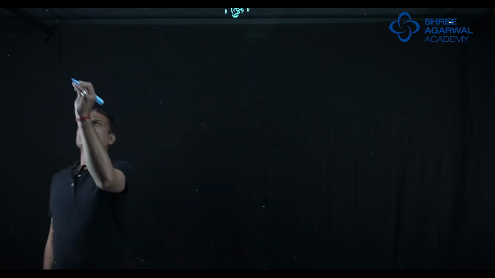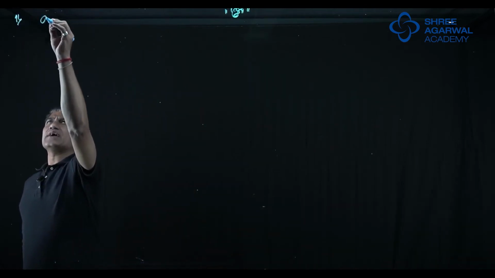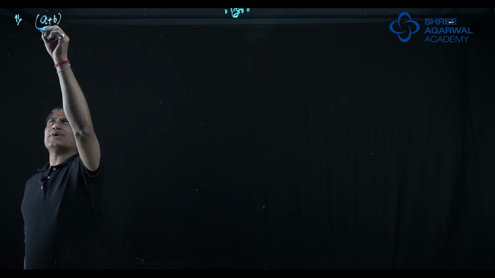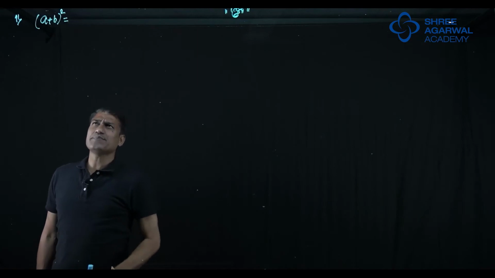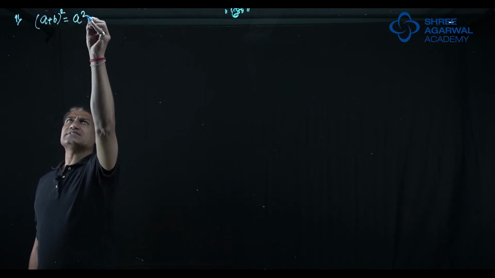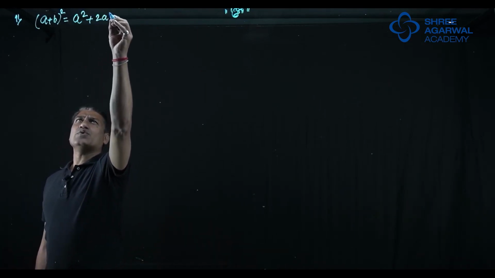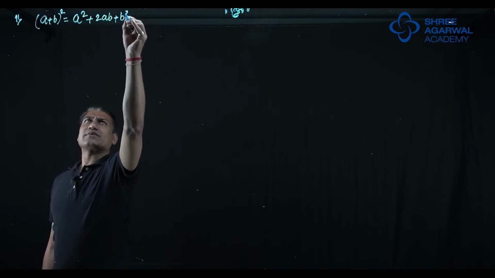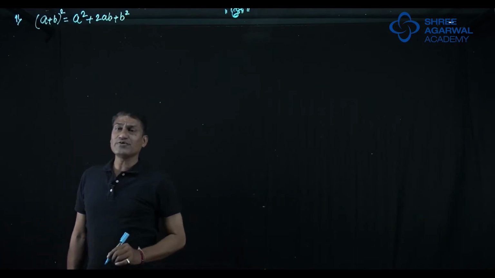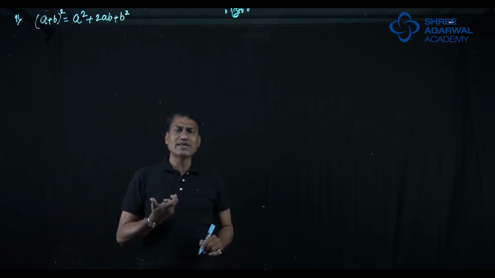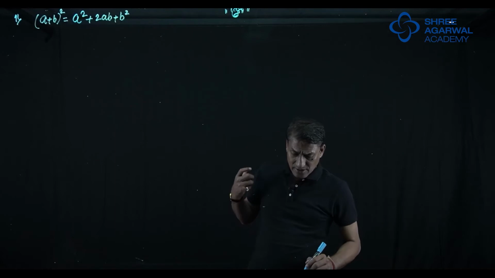Okay, so the first thing I would take is (a+b)². The expansion of (a+b)² is a² + 2ab + b². Now, if we know this expansion, let us take 2-3 examples on this and solve them.